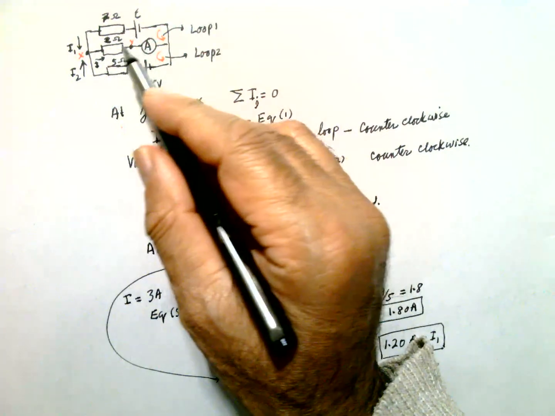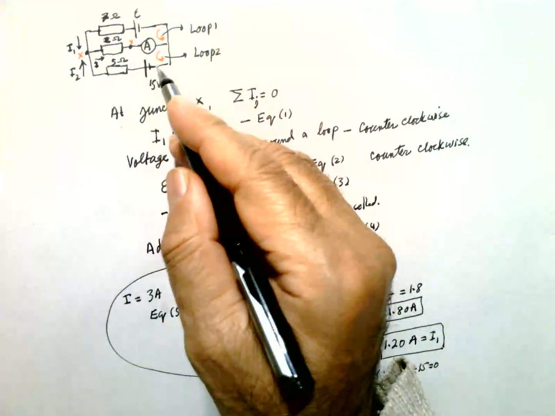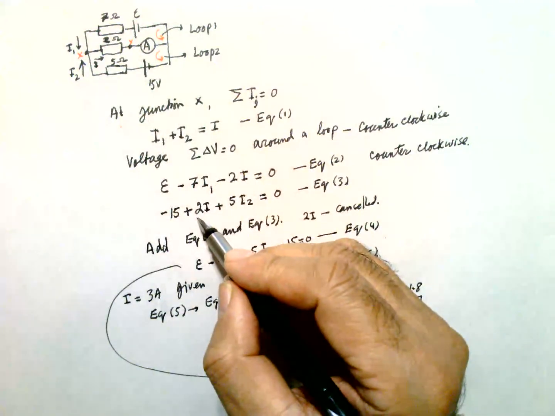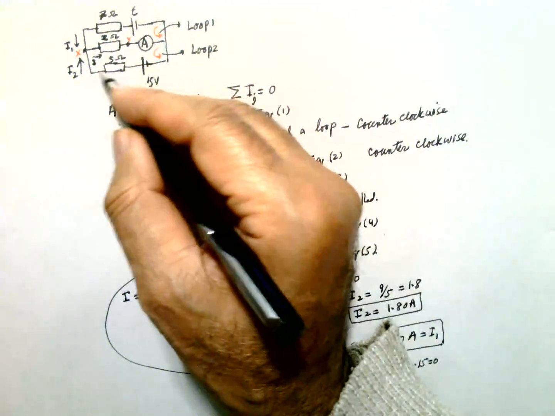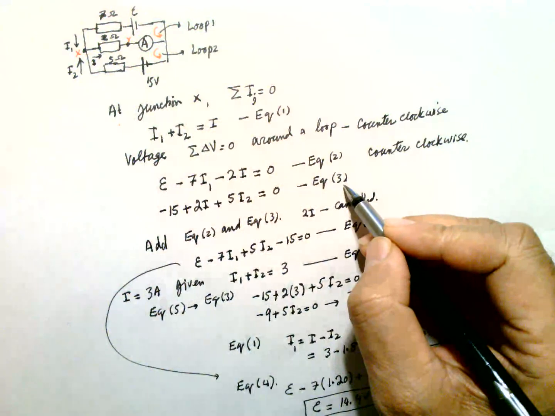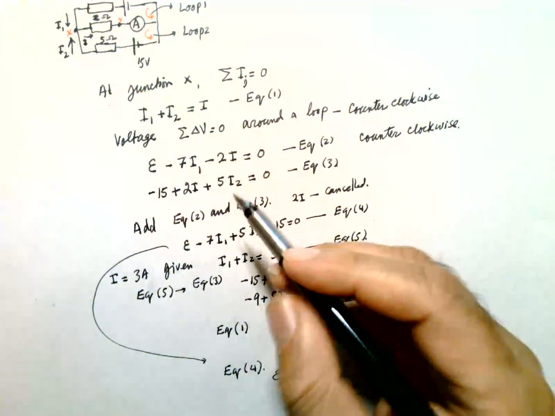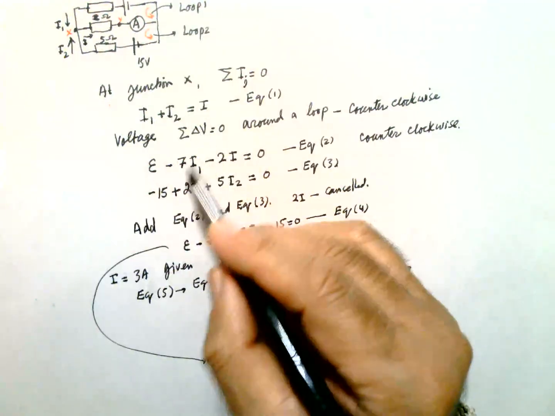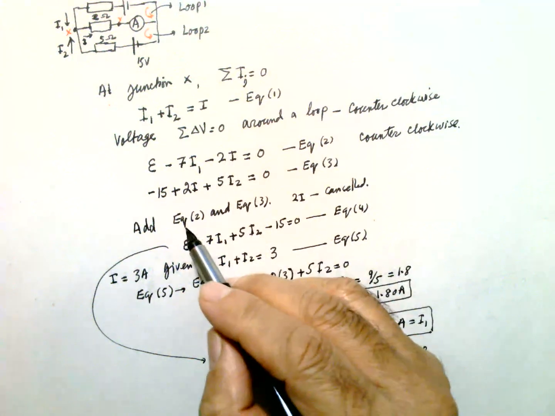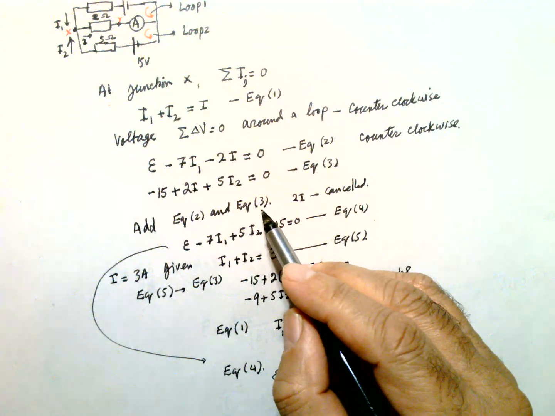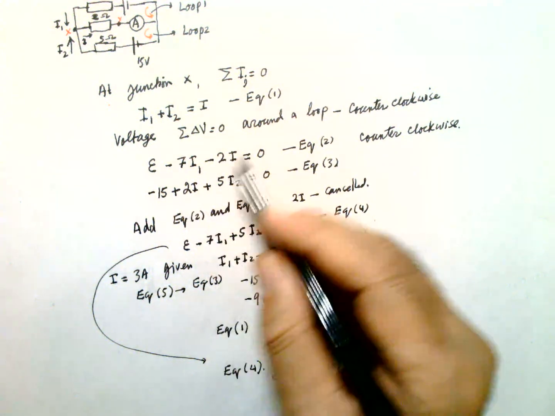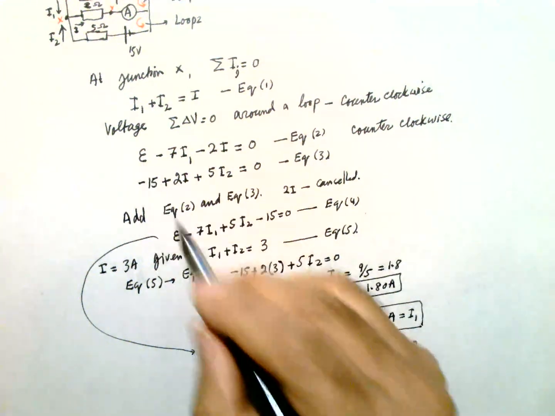Loop 2: from this one, negative, so it is negative 15, and then we are going this way, and this is opposite. So this is a 2 ohm resistor with I, and then 5 I2 is equal to 0. Equation number 3. Now we have to simplify. There are 3 unknowns and 3 equations. I is given. So add equation 2 and equation 3 together, and this one will be cancelled.